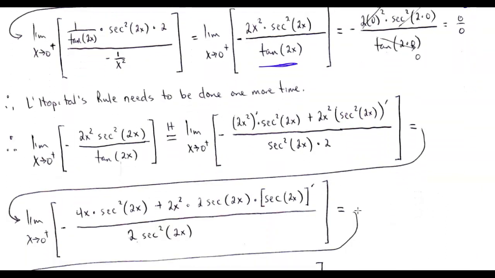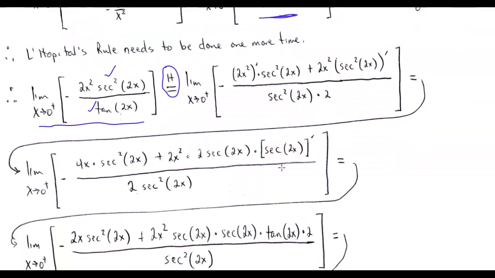And so once we actually do that, we take what we have here, apply L'Hopital's rule one more time, take the derivative of the numerator and denominator separately. And of course, in the numerator, I will be doing a combination of the product rule and the chain rule. In the denominator, I'll just be doing the chain rule.